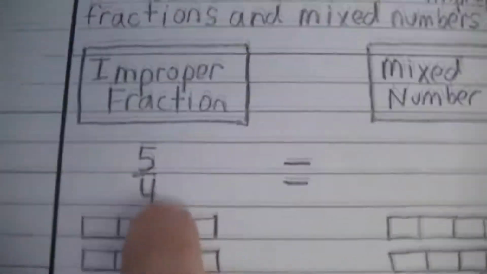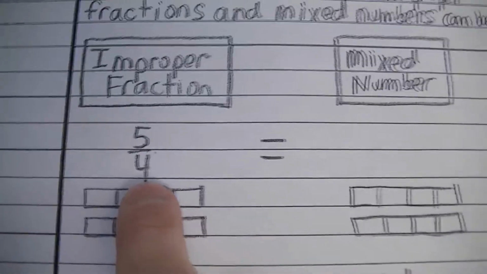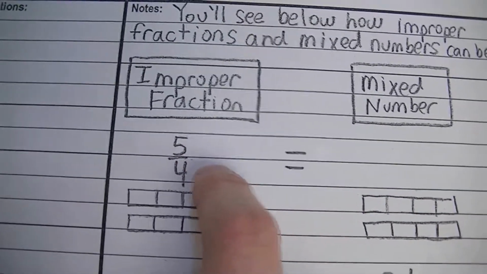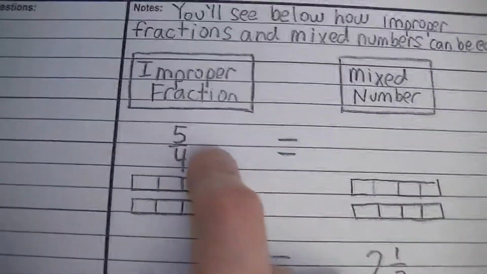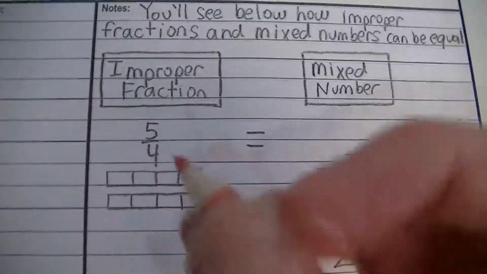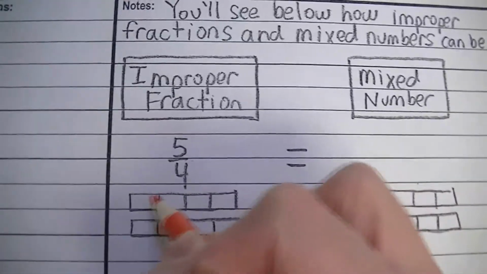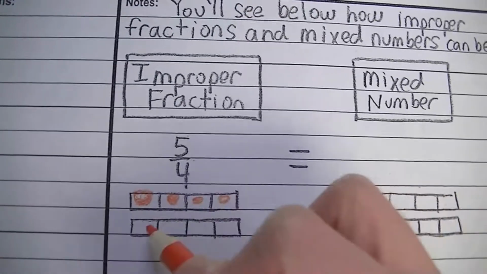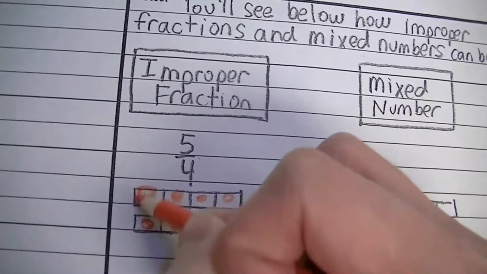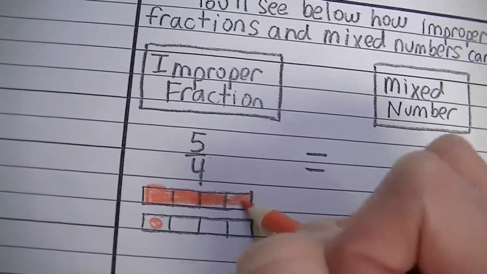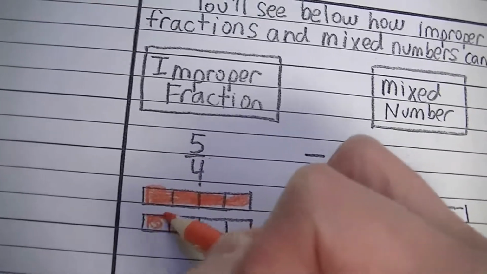So what we have written right here, 5/4, that's an improper fraction because you'll see that the numerator is larger than the denominator. So you have 5/4. Let's go ahead right now and shade that in with the writing utensil you have with you. 5/4. So here's a fourth, here's another fourth, here's another fourth, here's another fourth. There's 5 of them. Okay, so this is what 5/4 looks like right here.